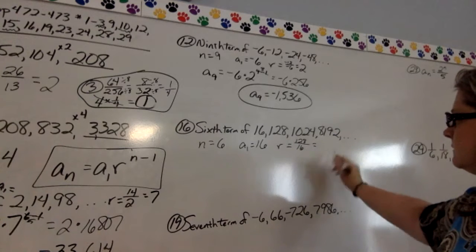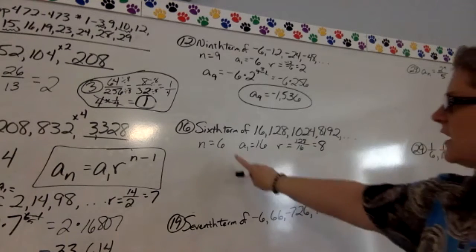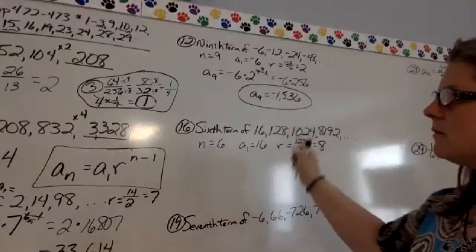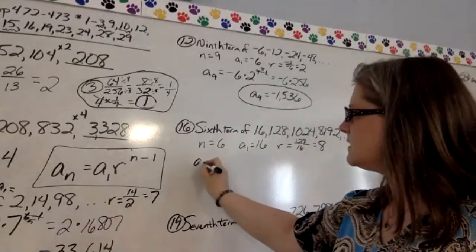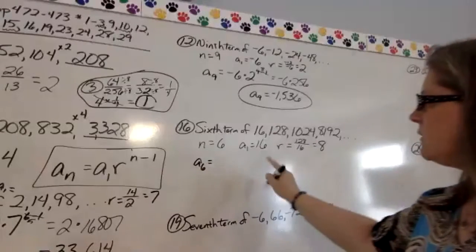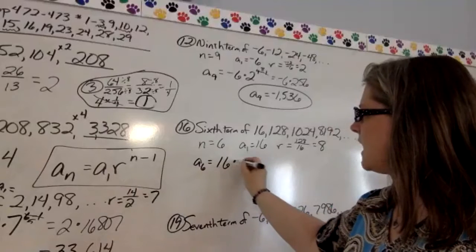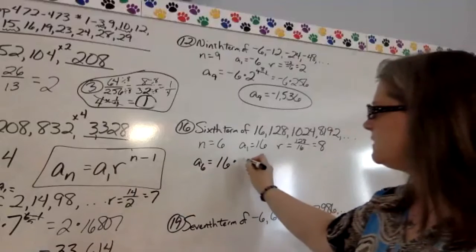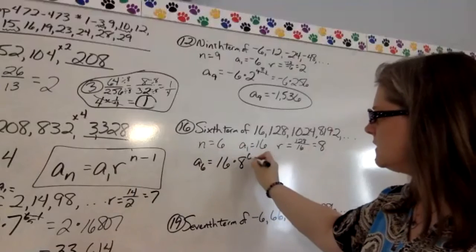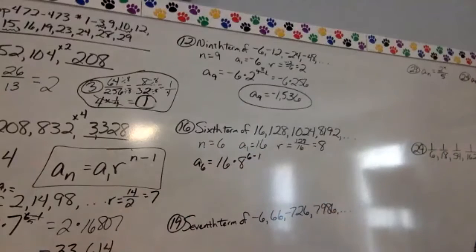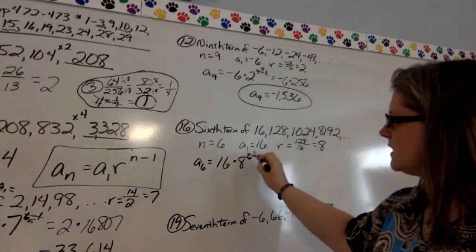Anybody? 8. 8. 8. Okay. So we got our N, we got our A1, we got our R, we plug them into our formula. So my 6th term is equal to A1, 16, times R, 8, to the N minus 1. N was 6, 6 minus 1. To simplify, we simplify this right here first. 6 minus 1 is 5.